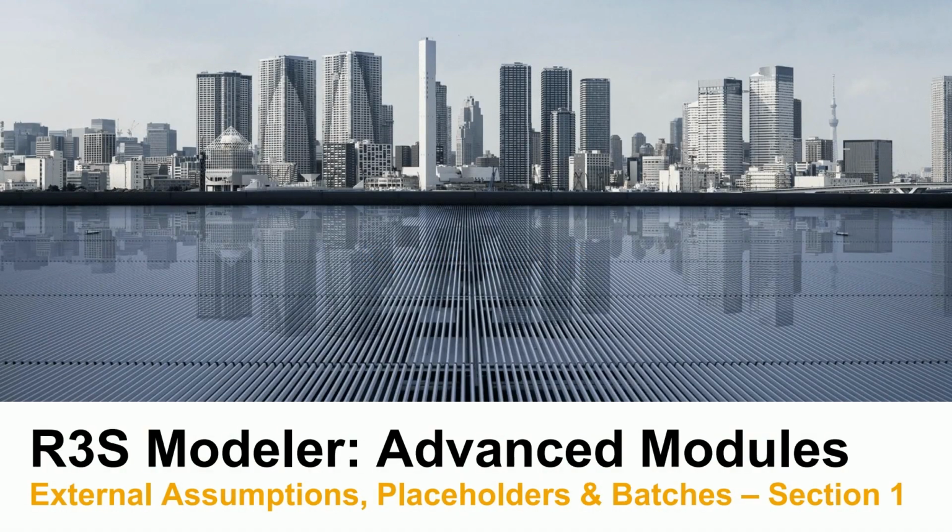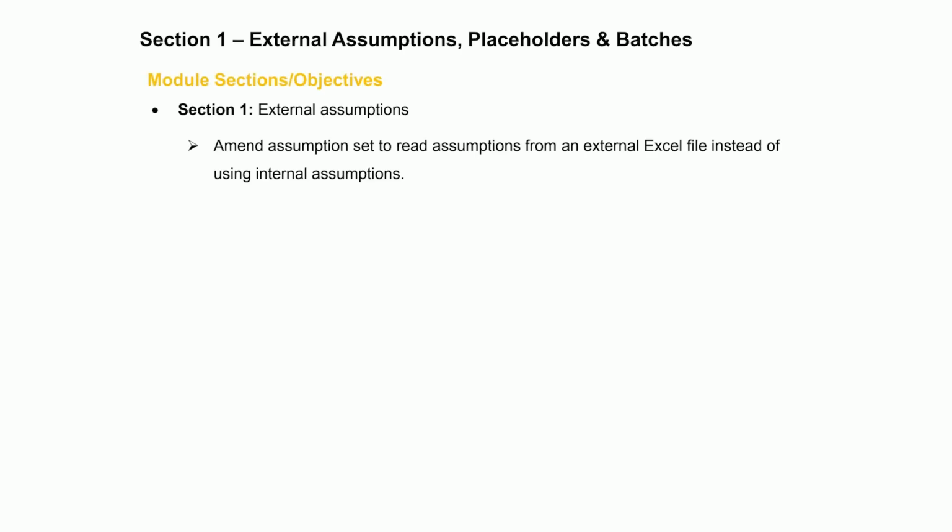Section 1.0. In this section, our objective will be to amend the assumption set to read assumptions from an external Excel file instead of using internal assumptions. The aim is to amend the assumption set, realistic assumptions, to read the variables, int rate and surrender rates, from an external Excel file. In the Life Foundation course, these were defined internally.